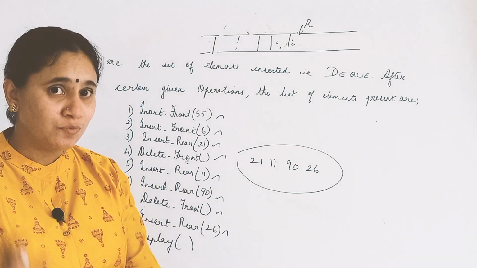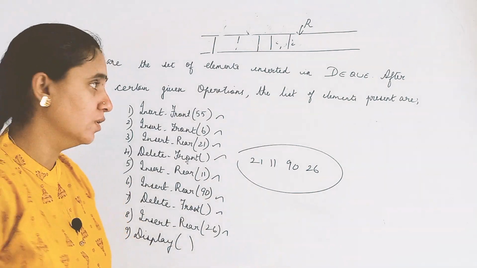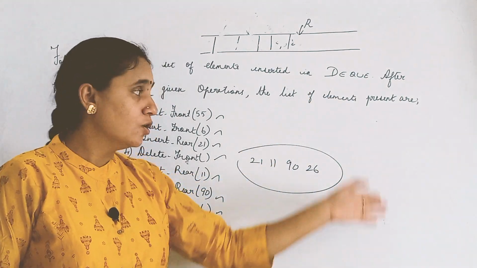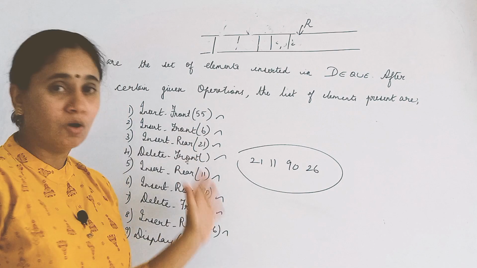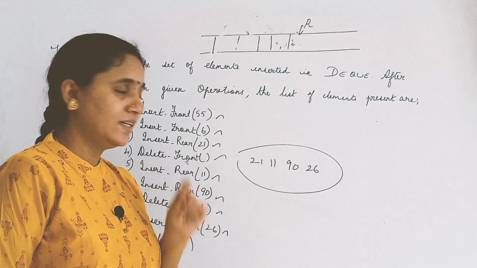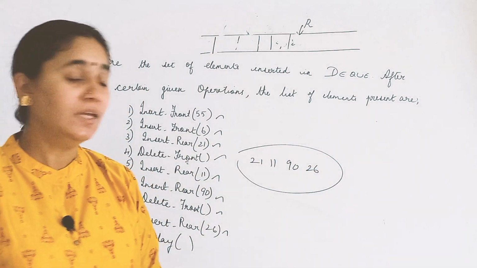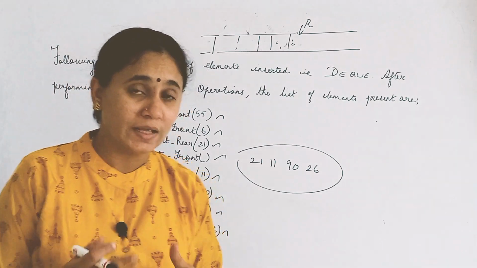Right friends, are you all able to follow? This is the way you have to solve. They will be giving multiple options. Among the multiple options you have to solve and provide the right answer. Friends, I think it will be very interesting for you, isn't it? So try it by yourself.